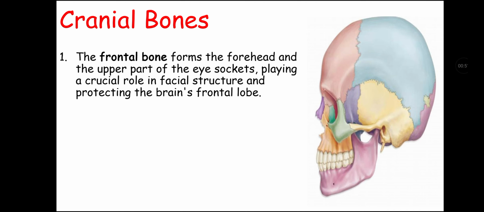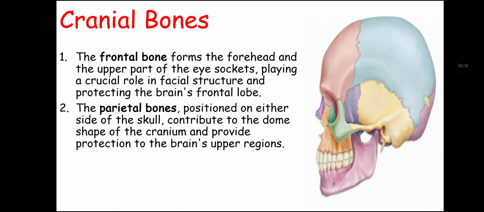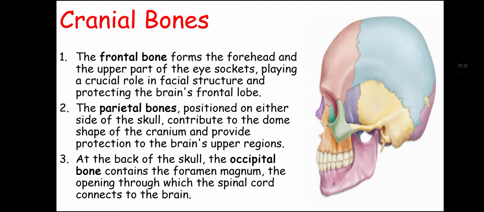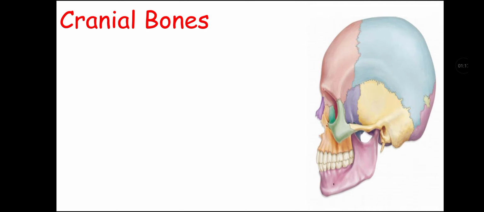Here you can see the interior part of the skull, that is the frontal bone. Then we have the parietal bone, that is the blue color bone here, and it is positioned on either side of the skull. It contributes to the dome shape of the cranium and provides protection to the brain's upper region. At the back of the skull there is the occipital bone that contains the foramen magnum, the opening through which the spinal cord connects to the brain.